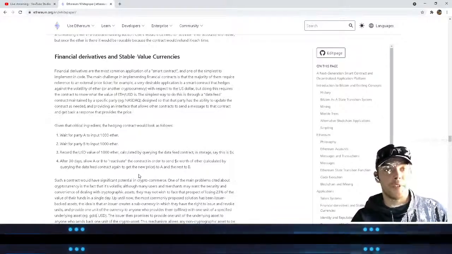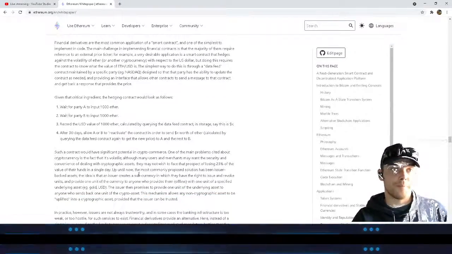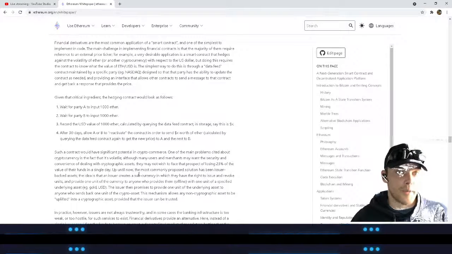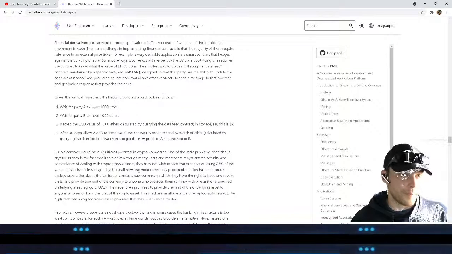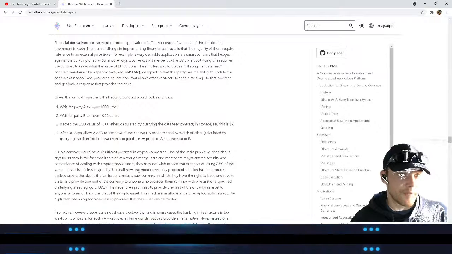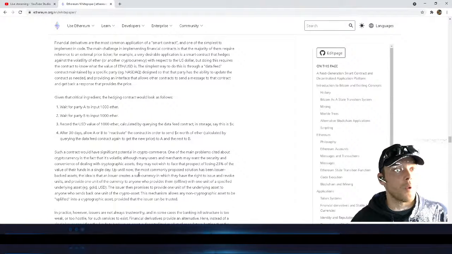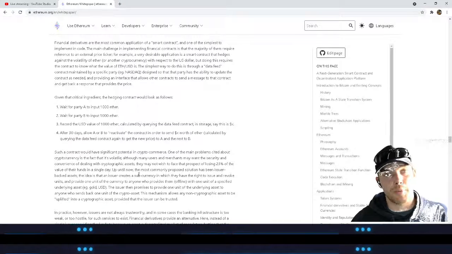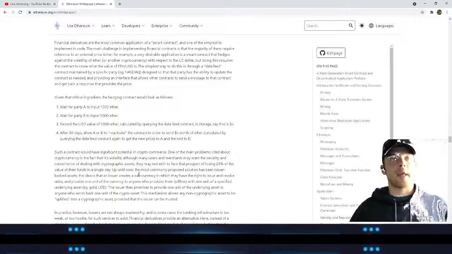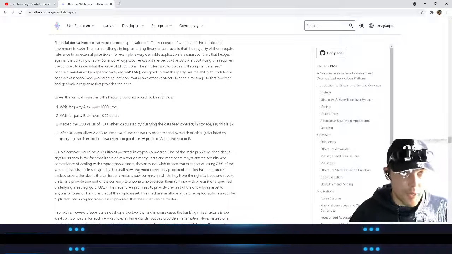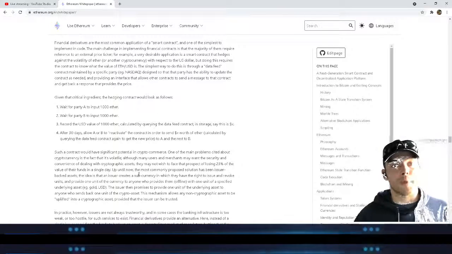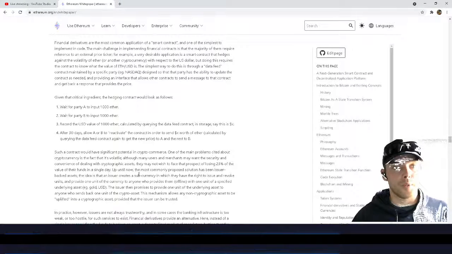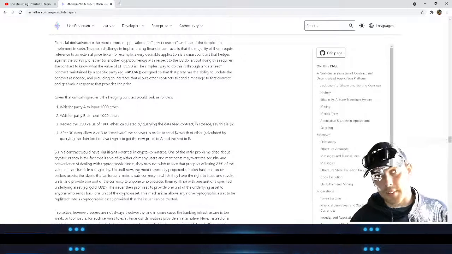Financial derivatives and stable value currencies. Financial derivatives are the most common application of a smart contract and one of the simplest to implement in code. The main challenge in implementing financial contracts is that the majority of them require reference to an external price ticker. For example, a very desirable application is a smart contract that hedges against the volatility of Ether or another cryptocurrency with respect to the US dollar.